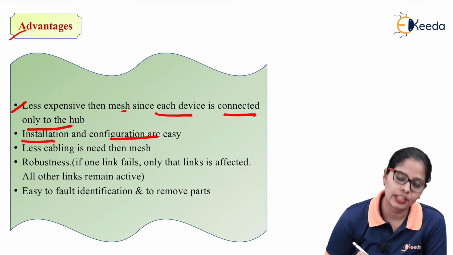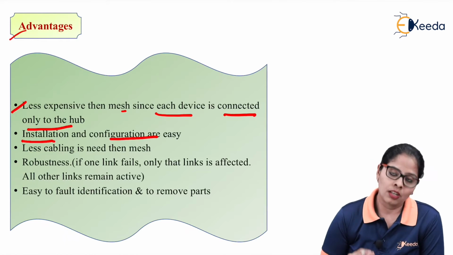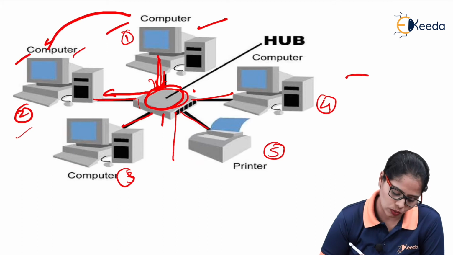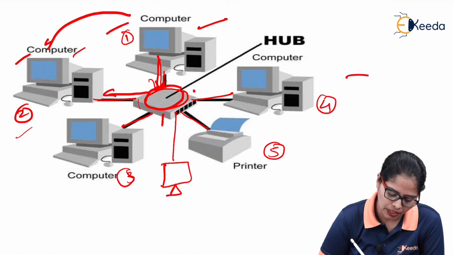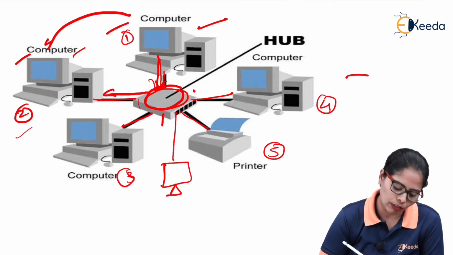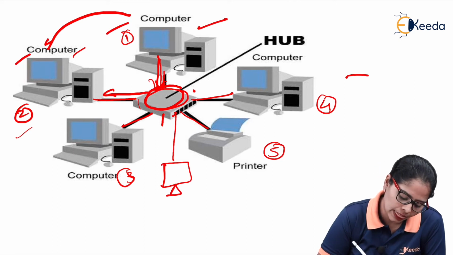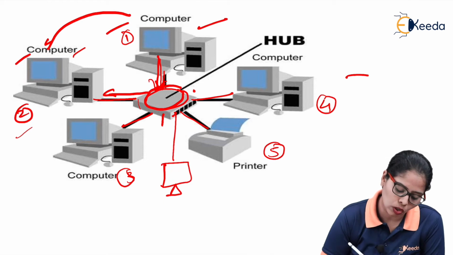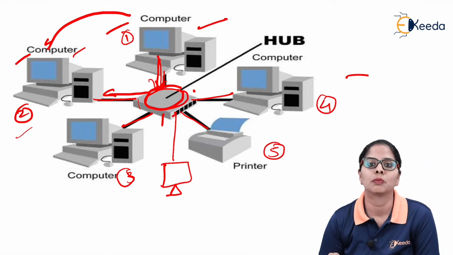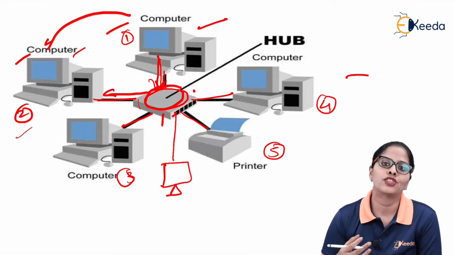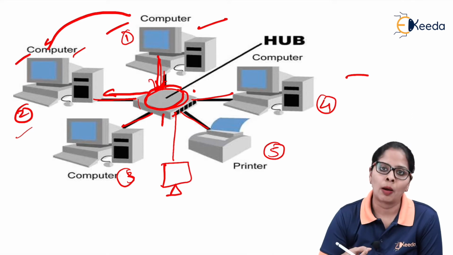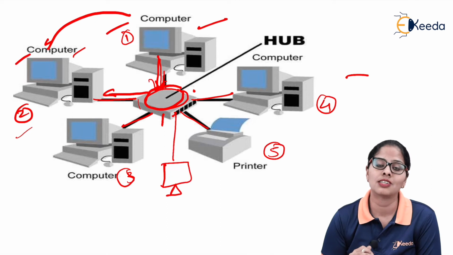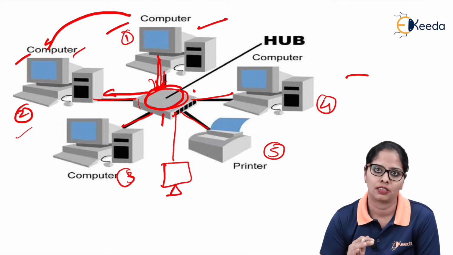Installation and configuration are easy. Now see here, if you want to add any device, for example I want to add a PC, what you have to do is put the cable between the PC and the hub port. If you want to remove this printer, you just have to remove this cable. So installation, meaning adding PCs or devices as well as removing devices, is much simpler here.